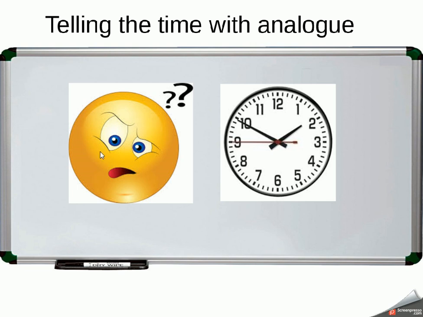Well, the first thing to note is the two hands on a clock. You've got a longer one and a shorter one. The shorter one tells us the hours and the longer one tells us the minutes. There is sometimes a second hand on the clock, but don't worry about that one.